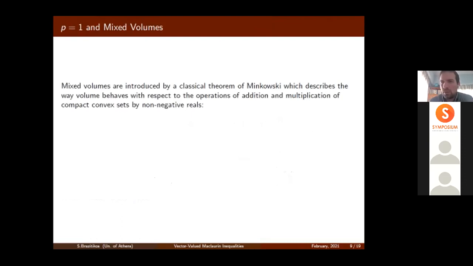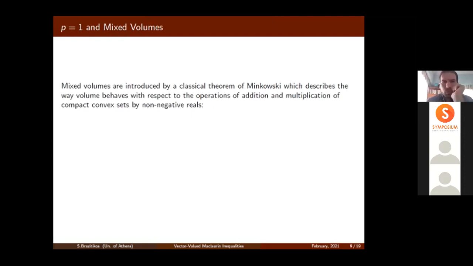I will need here the notion of mixed volumes to make all the comparisons, etc. So let's introduce the mixed volumes. These are introduced by a theorem of Minkowski, which exactly describes the way that the volume behaves with respect to addition and multiplication of compact sets by non-negative reals.